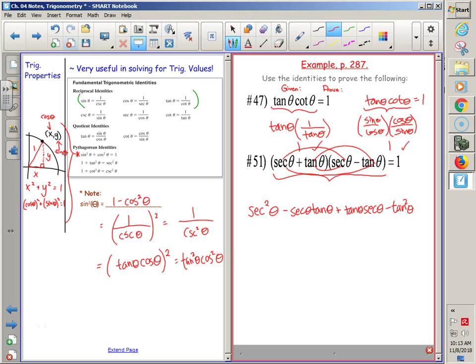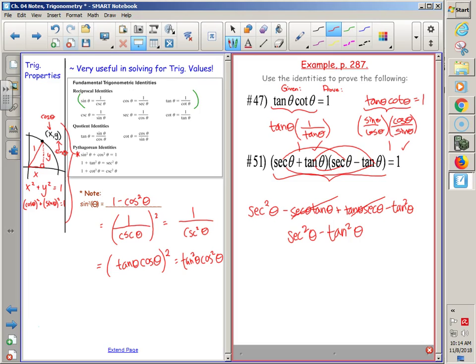Even if one's secant tangent and the other's tangent secant, xy and yx, they're the same thing. Did anybody notice this was a difference of squares to begin with? And a plus b times a minus b is a squared minus b squared. You could have done a shortcut to get there. But either way, we're here at secant squared minus tangent squared. Many different ways we could go. We could use the reciprocal properties. We could use the quotient properties. We could use the Pythagorean properties. Sorry, I'm saying properties, identities. What do you guys want to use? Give me a name. Reciprocal.